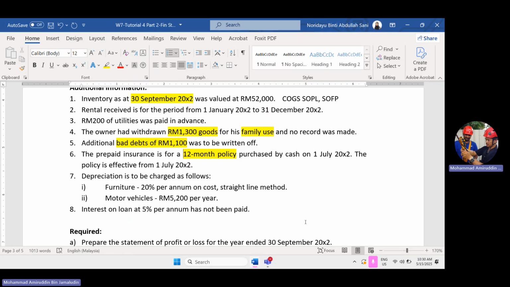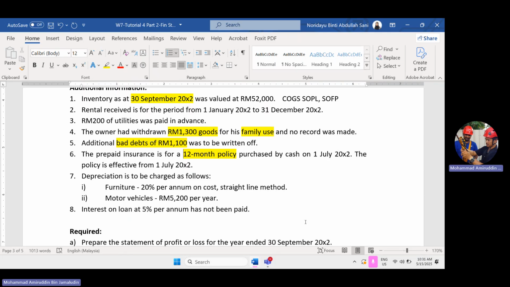It remains as your prepaid. Okay, the 9 months remain as your prepaid insurance paid. What is this? This is your current asset, okay, current asset, SOFP. So this 3 month insurance expense, this is your expenses, go to SOPL.